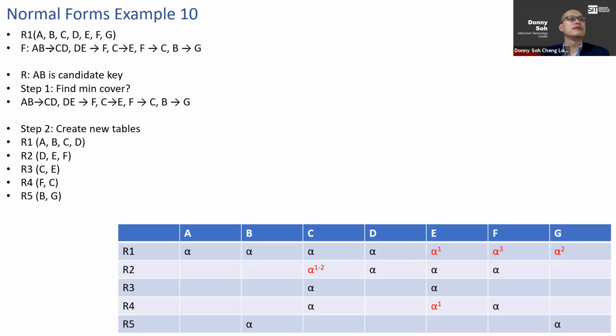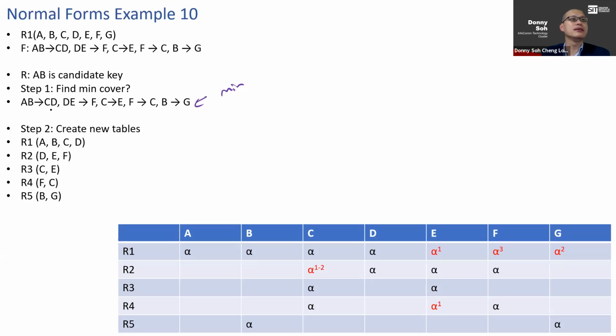So first, I have AB implies CD, DE implies F, all these conditions. I'm going to assume that this is the minimal cover, else it will take very long. And from there on, I'm going to create my tables.